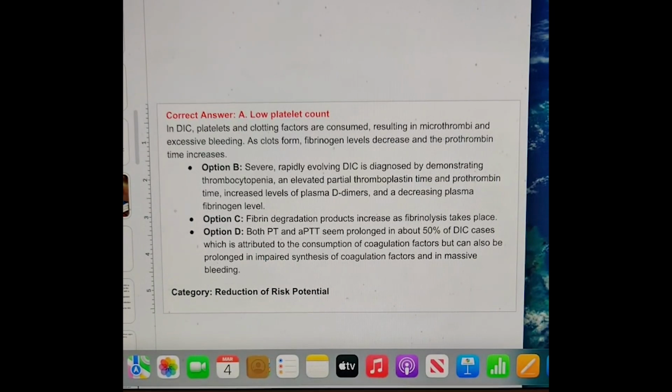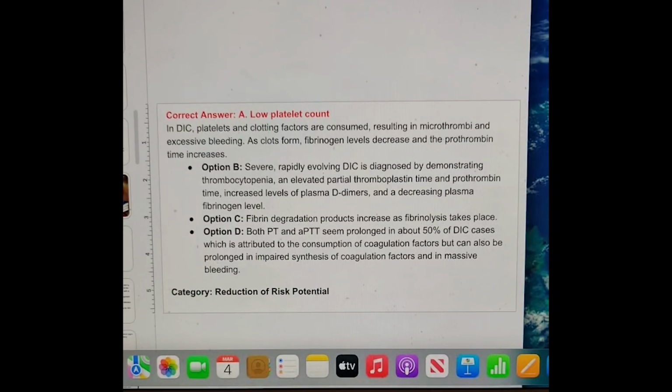Here we go. And the answer is A. It is low platelet count. In DIC, platelets and clotting factors are consumed, resulting in microthrombi and excessive bleeding. As clots form, fibrinogen levels decrease and the prothrombin time increases. That is reduction of risk potential, 9 to 15% on the NCLEX. That is the fourth largest section on the NCLEX exam.